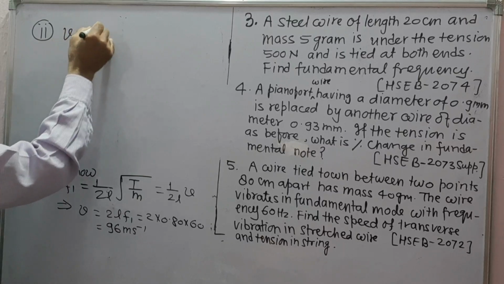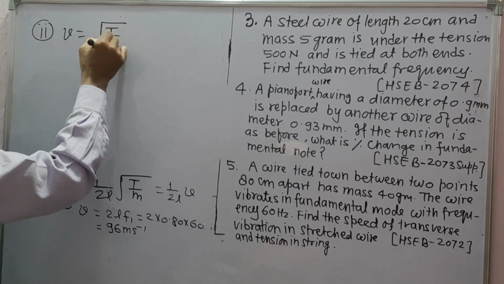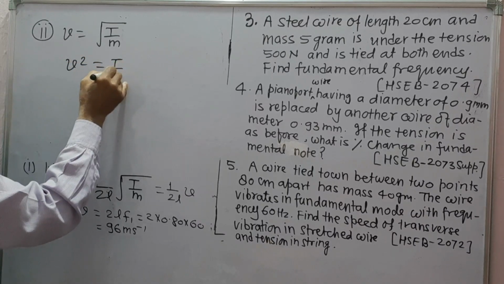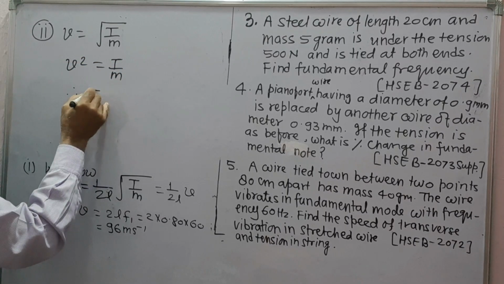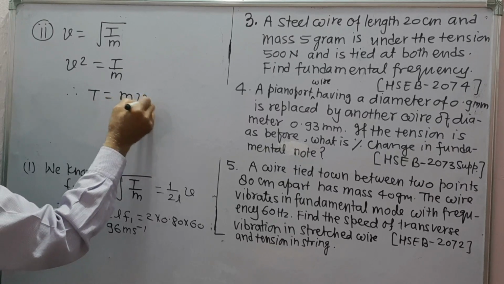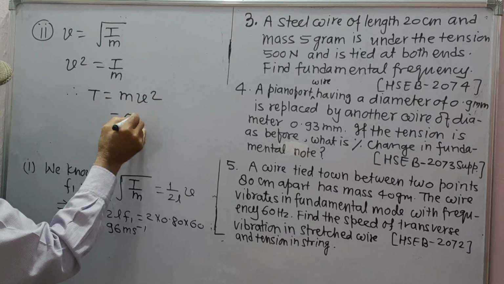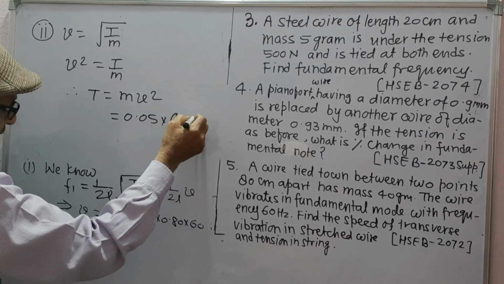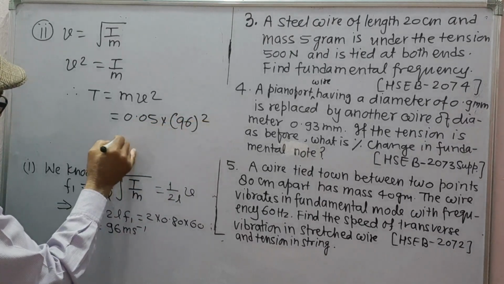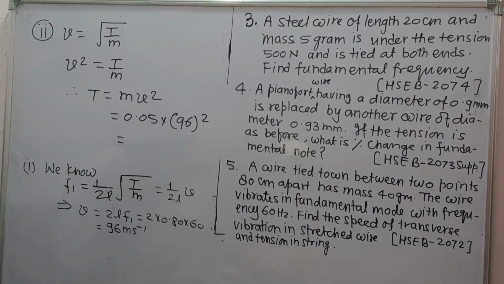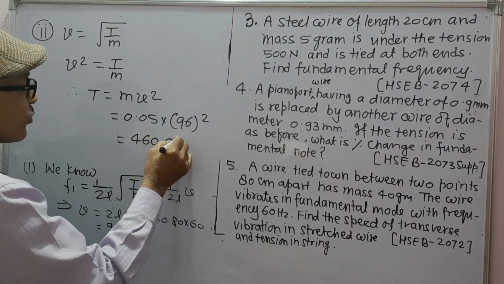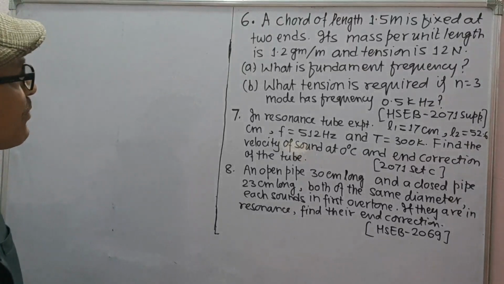Second part, v is equal to under root T by M, which gives v square is equal to T by M, and therefore T will be equal to M v square. M is 0.05, v is 96 square, which gives tension as 460.8 Newton.